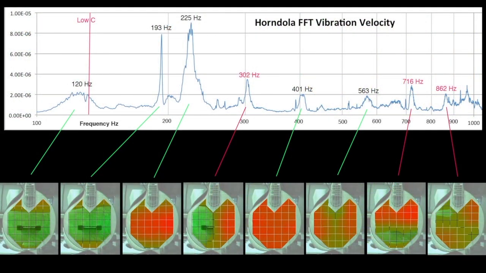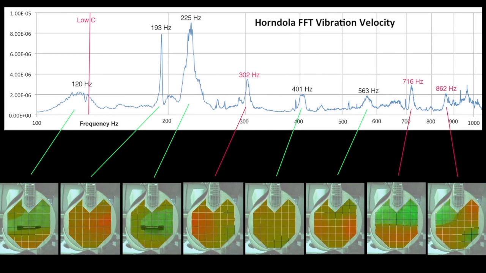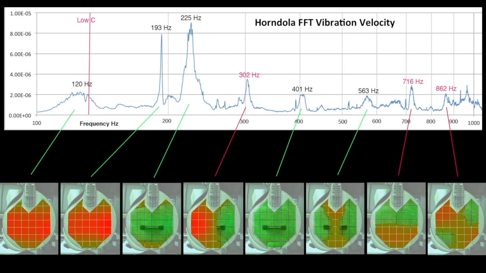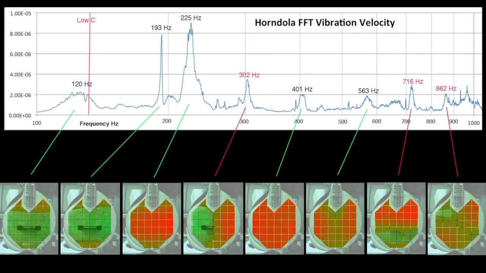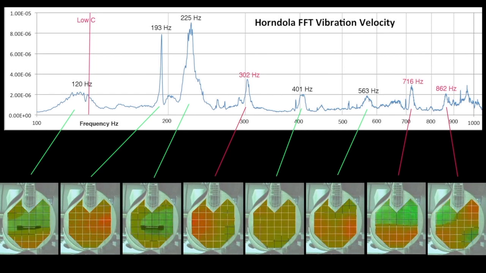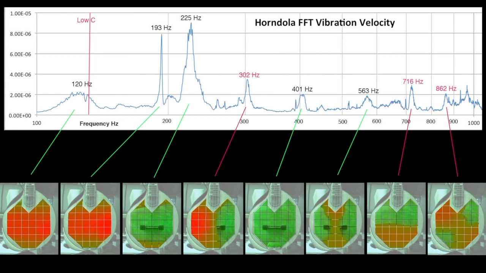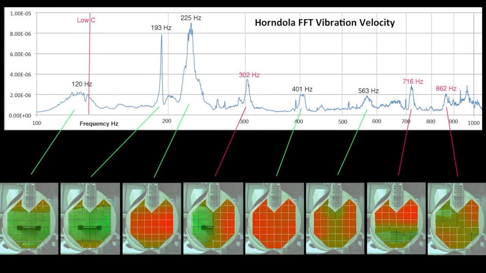Now here's all 8 of the modes lined up under the spectrum so that you can see which mode corresponds to which peak in the graph. I've indicated the ones with the red lines going up to the points on the spectrum with red numbers that are the ones that are less efficient at radiating. And all the other ones, the majority of the other ones, are really strongly radiating modes. So anyway, cool, huh?